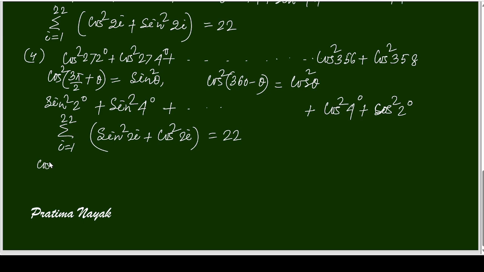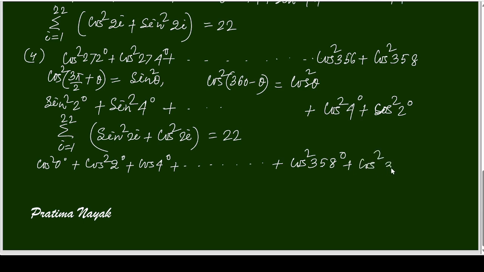So cos square 0 degree plus cos square 2 degree plus cos square 4 degree, up to cos square 358 degree, then cos square 360 degree, equals 22 into 4 plus 3. So 91 is the answer.